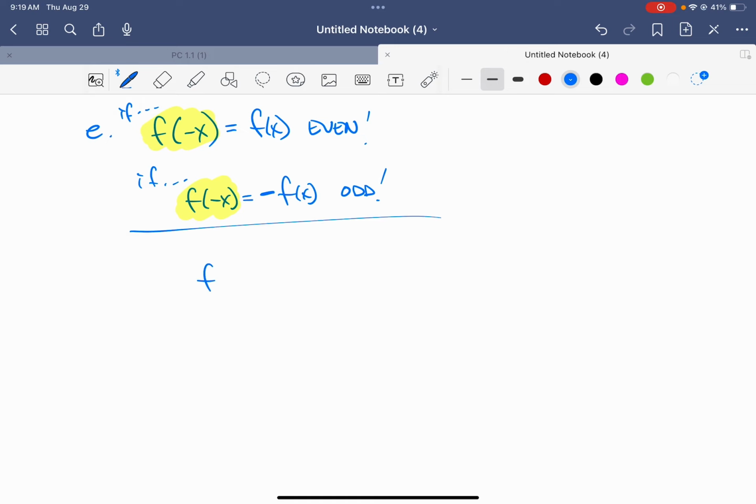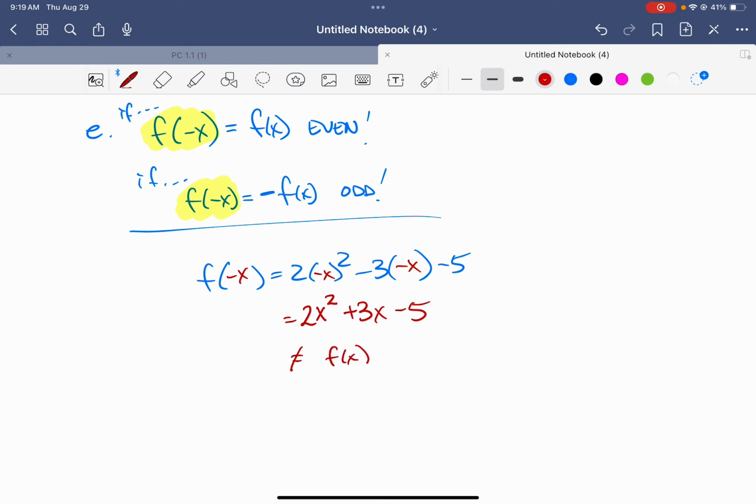I take my original function, which is 2 stuff squared minus 3 stuff minus 5, and when I plug in negative x, watch what happens. Negative x squared is just positive x squared, because a negative times a negative is a positive. Negative times negative is plus 3x minus 5. And notice, this does not equal the original, and it also does not equal negative the original. So f is neither even nor odd. And that is 83. So that's 83.